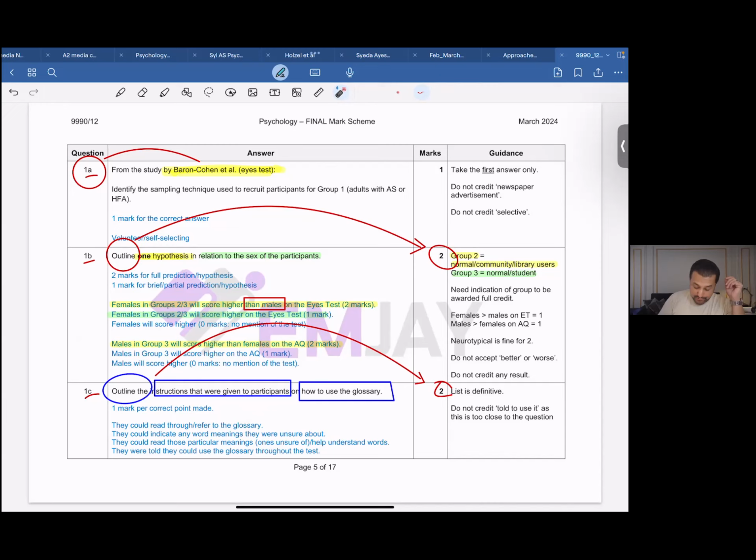The question before this was outline 1 hypothesis in relation to the sex of participants. The question before that was identify the sampling technique used to recruit participants for group 1. Now, the point that I wanted to make over here was this: if you add these together, question number 1 ends up making 5 marks. It's not only about not doing Baron-Cohen if you haven't done it as yet. Do you think you'd be able to afford to lose 5 marks? If not, then you shouldn't miss out on any study.